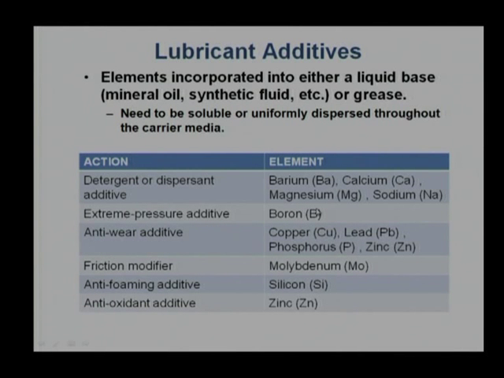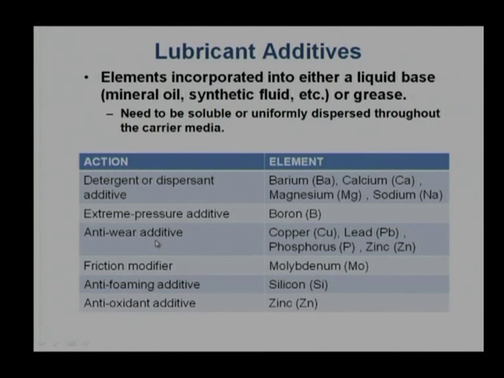Similarly, we have discussed extreme pressure additives. We talk about chloride, sulfur and phosphate, but they require some sort of element to react so that the layer can be made. One of the common EP additives is boron. Coming to the anti-wear, we have a number of options available. So, lead, zinc is one of the very common anti-wear additives, copper, phosphorus.